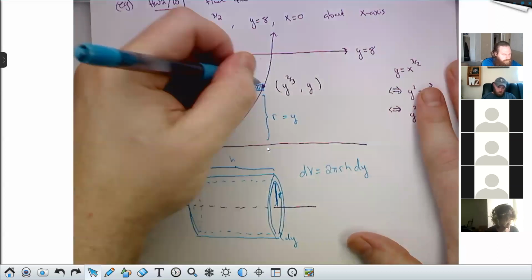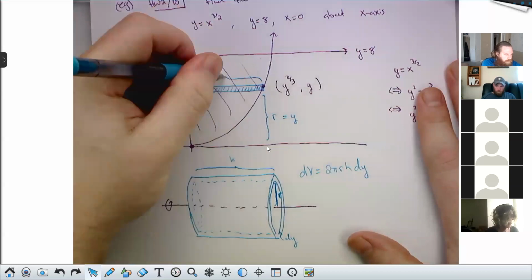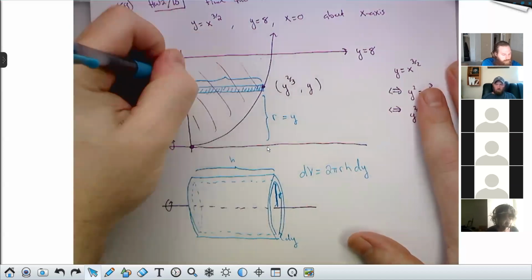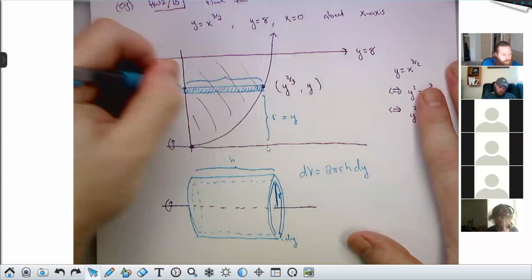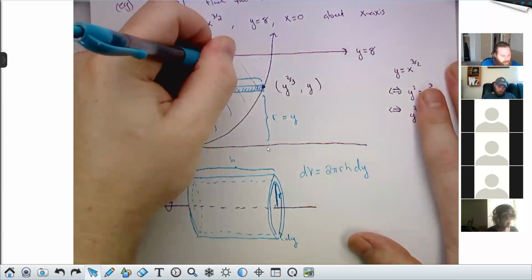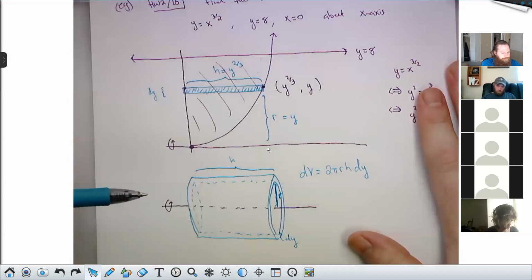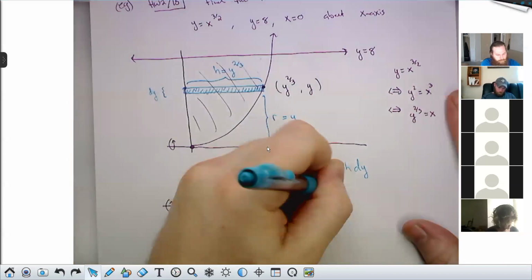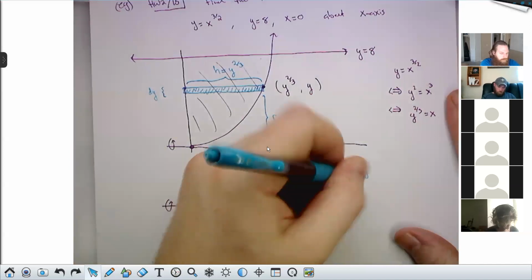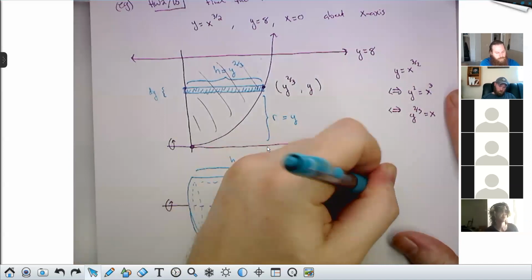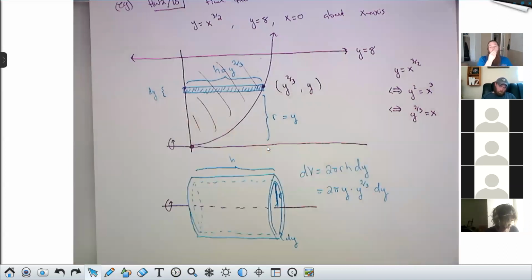And then the other dimension that I need is h, which is like the length or height of my strip. And in this case, h is y to the 2/3, because I would take the x value here minus the x value here. The x value over here is y to the 2/3. The x value over here is 0. So dV is 2 pi y times y to the 2/3 dy. Everybody comfy with where these things are coming from?